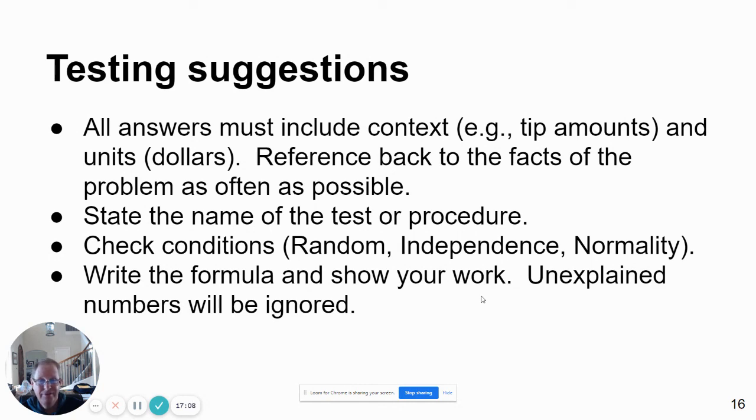It is not enough to just state the name of the condition or put a check mark next to it or say that it was met. You have to use the facts of the problem to support the fact that the condition has been met. Then write out the formula and show your work. Unexplained numbers will be ignored, and will be ignored on the AP exam as well. So those are my testing suggestions.